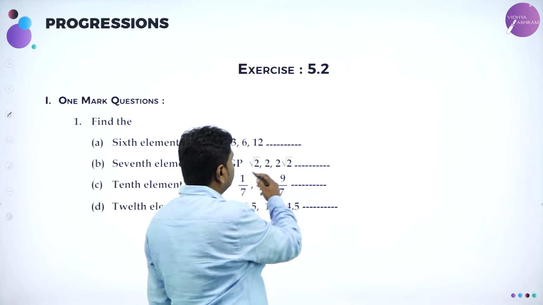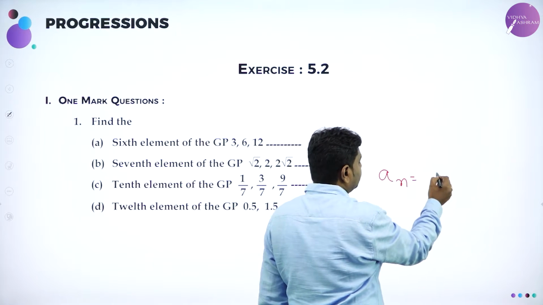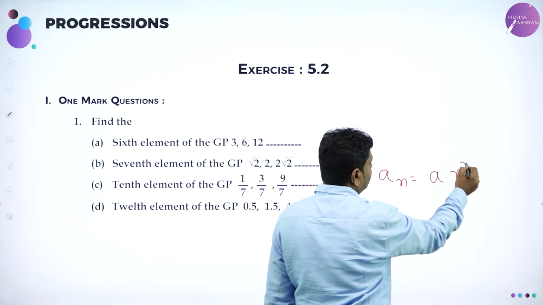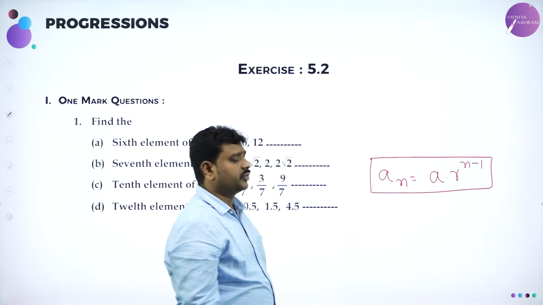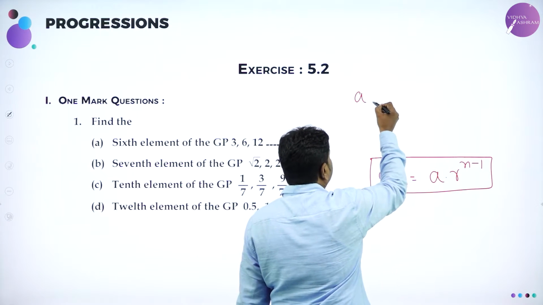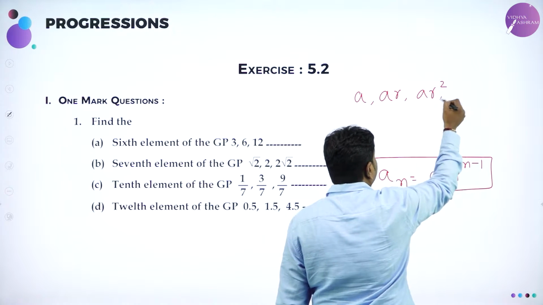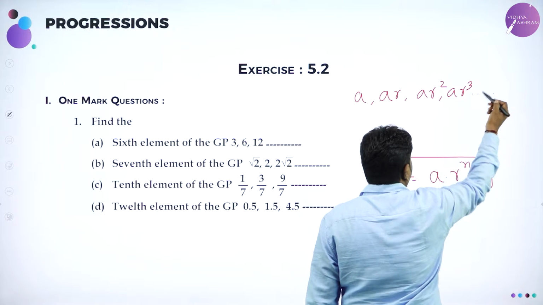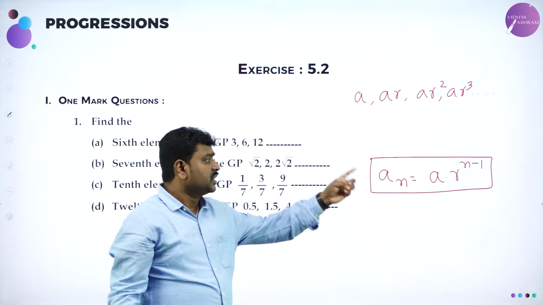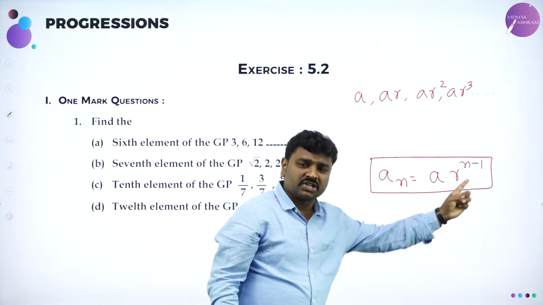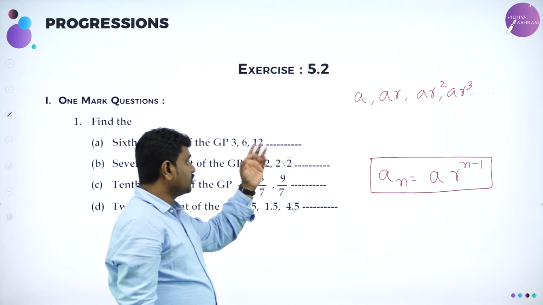Here they gave the nth term in GP, An is A into R power n minus 1. What is the general term in GP? A into R power n minus 1. Why? Because the terms will be in the form A, the first term, then AR, the second term, again multiplying by R gives AR square, AR cube, like that. So the nth term will have AR power n minus 1. An is equal to A into R power n minus 1. What is A? First term. What is R? Common ratio. How to find the common ratio? Second term by first term.